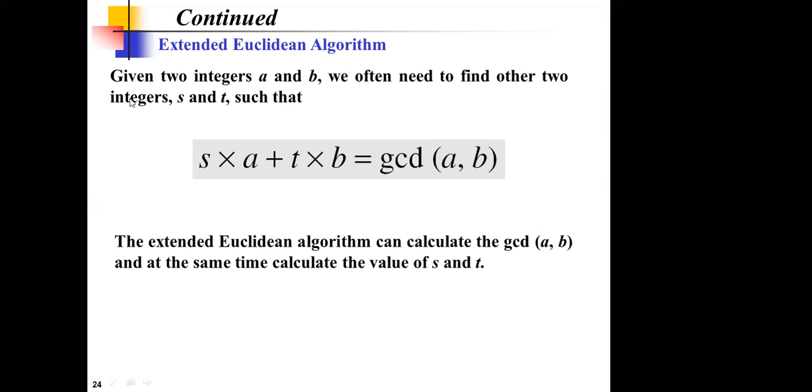If I can write GCD of two numbers as SA plus TB, from that the extended algorithm can calculate the GCD of A and B, and at the same time we can calculate the value of S and T. কারণ এই ভ্যালু দুটো আসলে আমাদের লাগবে, কেন লাগবে আমরা পরে আসি. আমাদের A এবং B জানা আছে, এবং এই জিসিডি ভ্যালুটা, if I can write it as SA plus TB, আমরা দেখবো যে in that case this S and this T will be used in other purposes.